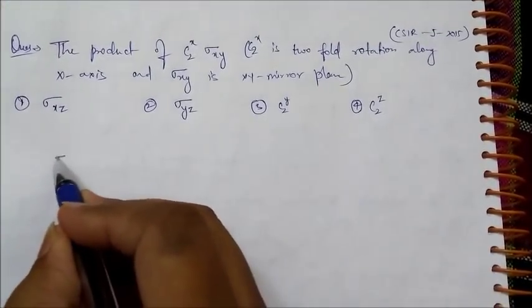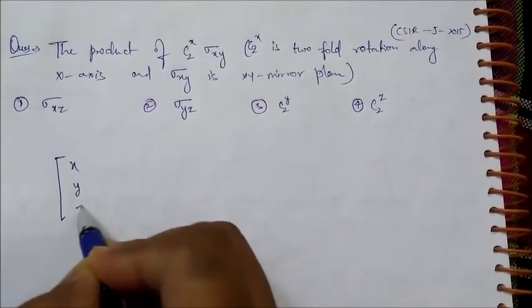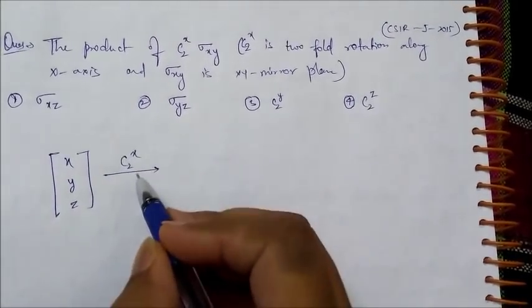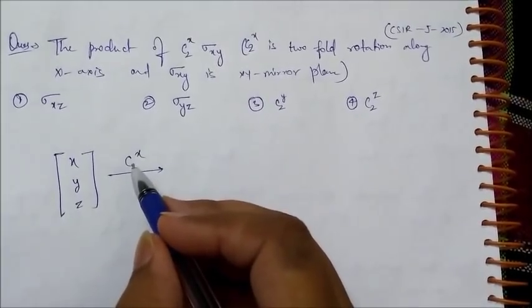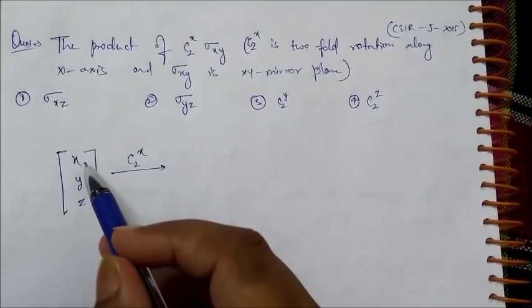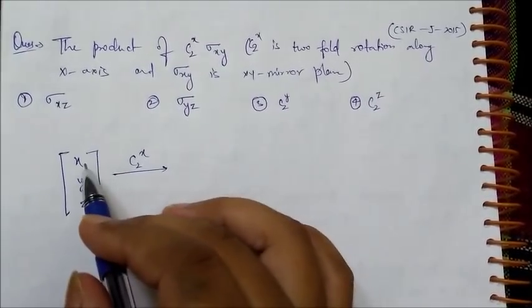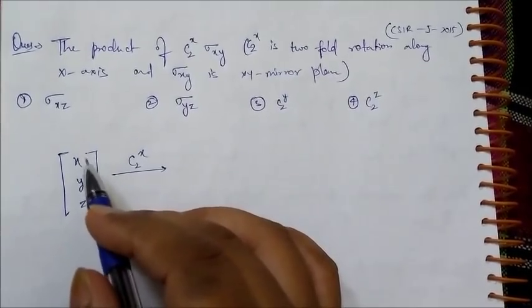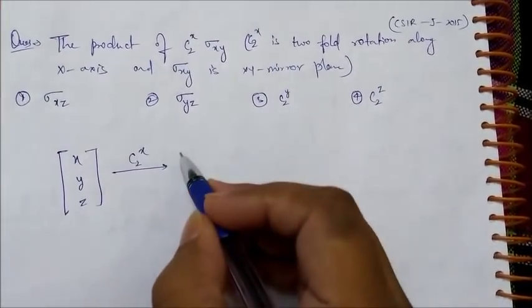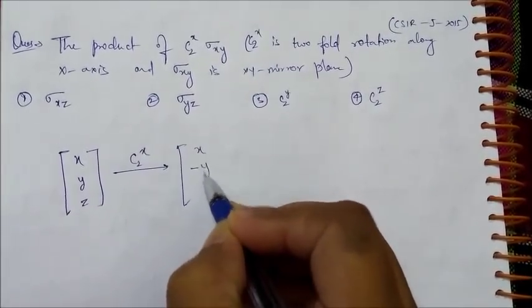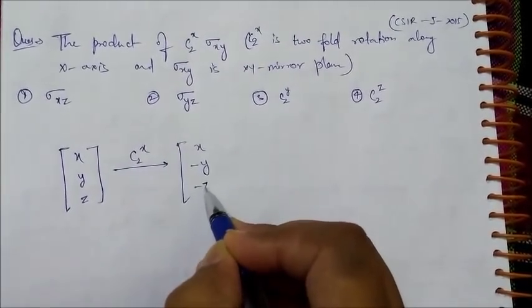So I have already told you, we have three axes, x, y and z, and if we apply C2x, then, as I have told you, in the case of a C2 rotation along any axis, you don't have to change the sign of that axis, and the remaining two axes will change their sign. Okay, so x will remain as it is, and minus y and minus z is there.